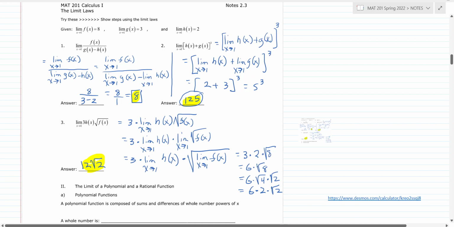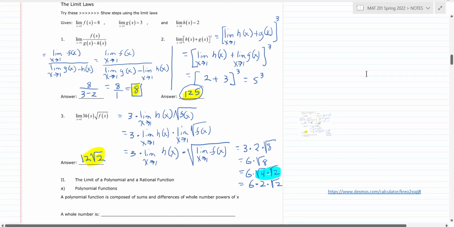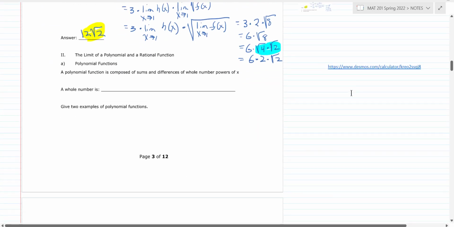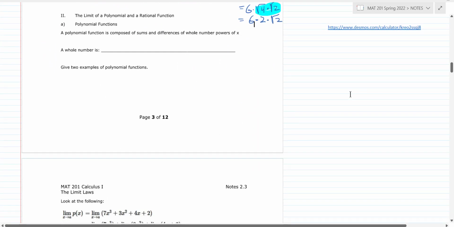All right, so you want to look at this part right here. I had 3 times 2 times square root of 8. But the square root of 8 can be broken down into square root of 4 times 2. Square root of 4 is 2, so you get 6 times 2 or 12 radical 2. Okay, so we're going to move on from there. You can pause the video if you need to and correct things if you didn't get those right. Otherwise, we're going to do 2 more types of functions in this part of the video.